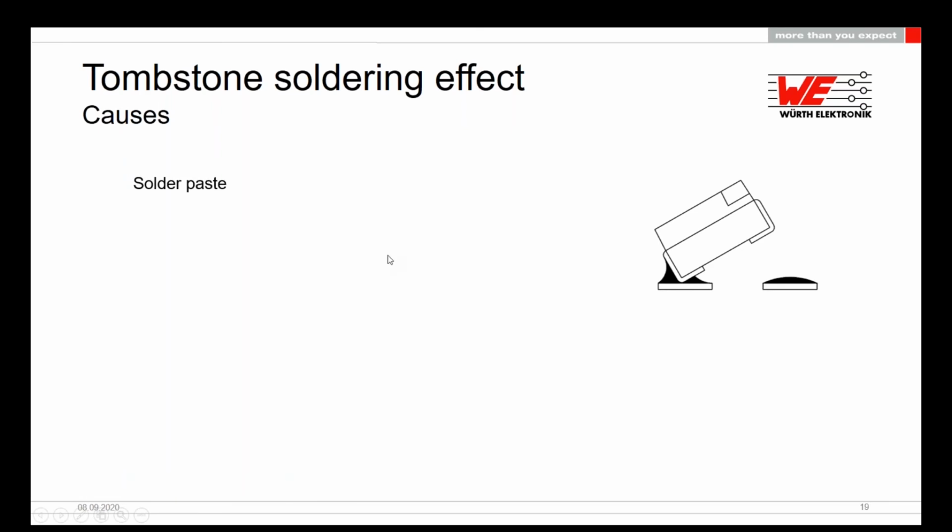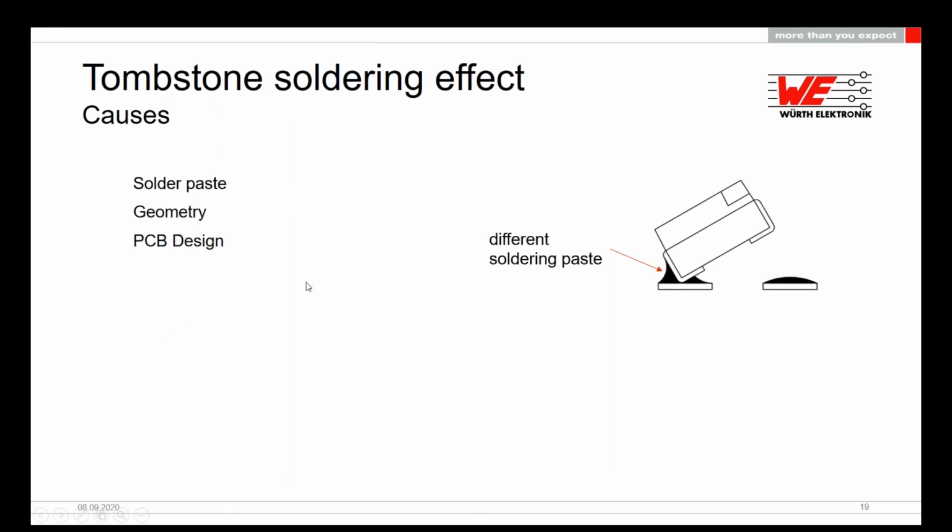First, solder paste. Different solder paste causes different wetting speed. Here, for example, the solder paste at the left side is more than at the right side and got wetting faster. It caused the component to tombstone. Second, the geometry of the component. Thicker components have more risk of tombstoning than thinner components.